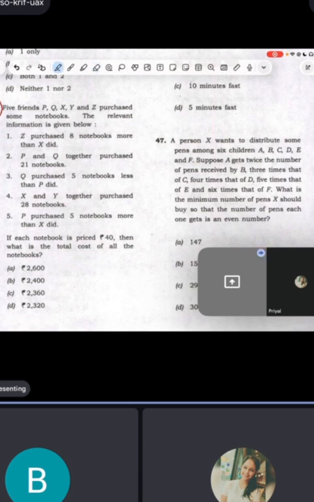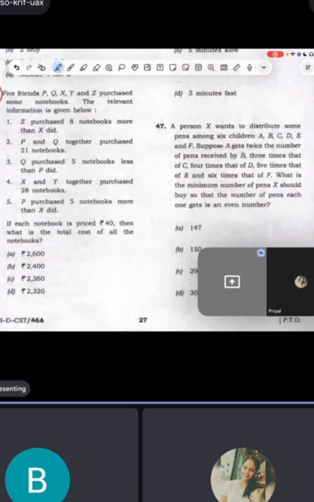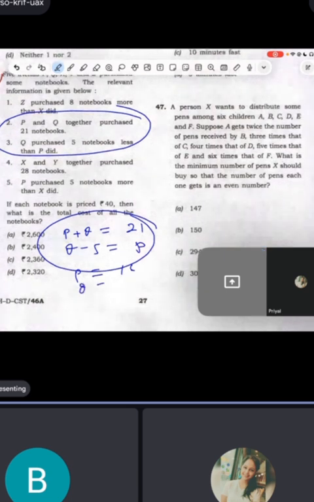Always be aware. This question is long, but I will make it easy. The best way to solve these types of questions is to find the similarity. Here is the similarity: P and Q together purchased 21 notebooks, and Q purchased 5 notebooks less than P did.